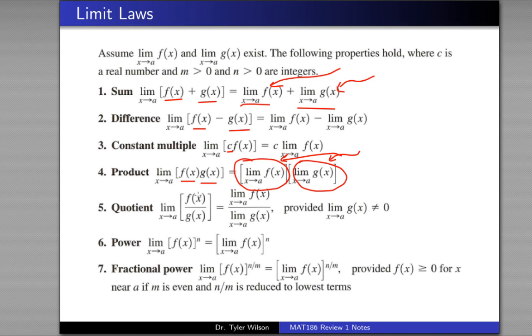If you have a function f of x divided by g of x, it's totally okay to look at the limit of the top divided by the limit of the bottom. Again, this only is true if this and this exist, and because we never want a denominator to be 0, we also can't do this if this is happening. If the bottom is actually going to 0, we can't do it this way.